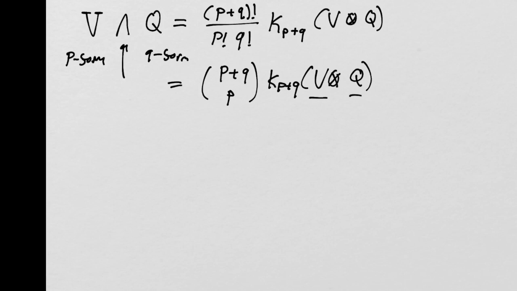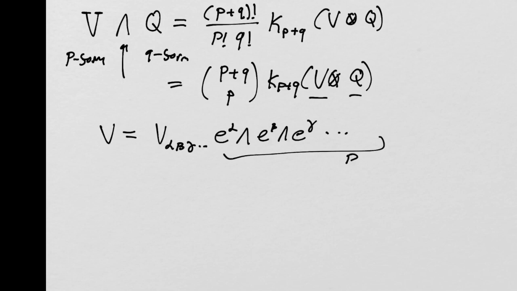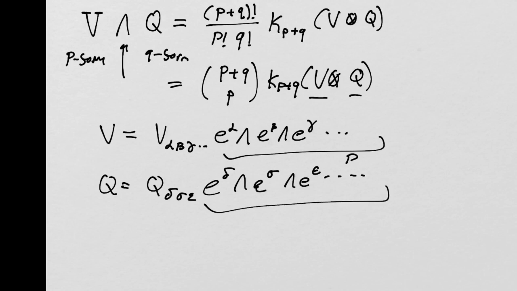Now notice V tensor product Q. V is going to equal something that looks like V_{alpha beta gamma} E^alpha wedge E^beta wedge E^gamma, and there's going to be p of those. And Q is going to be Q_{delta sigma epsilon} E^delta wedge E^sigma wedge E^epsilon, and then there's going to be q of those. So the tensor product is going to be this tensor product this.